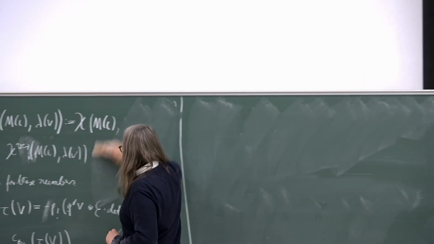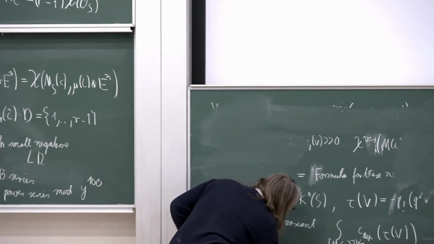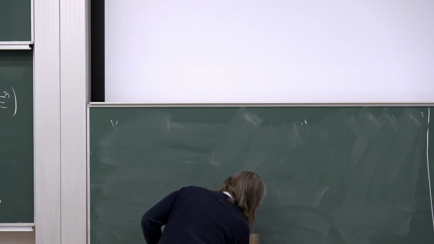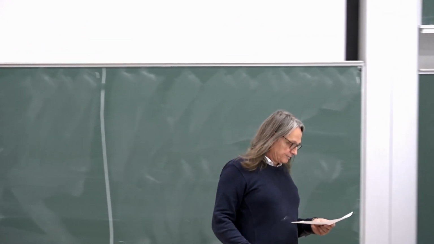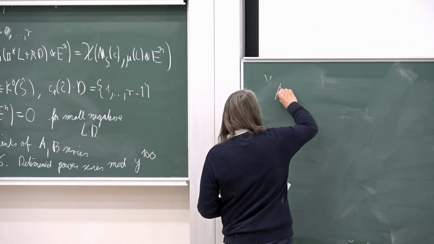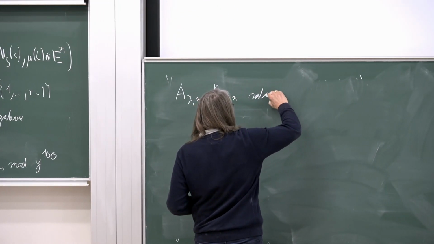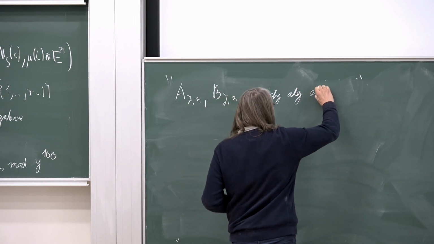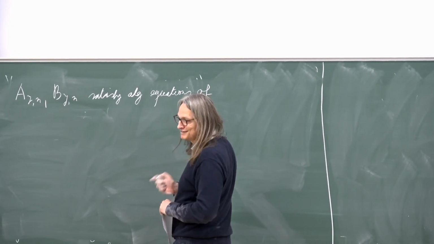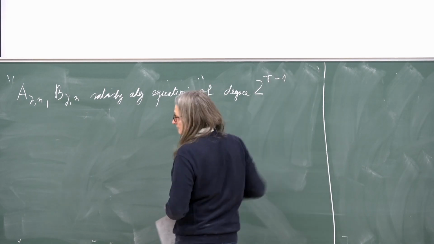And anyway, once you have that, you can play with it and observe what you see. The first thing that you see is that these things satisfy some algebraic equations. So the A_{J,n} and B_{J,n} satisfy algebraic equations of, unfortunately, very high degree, as we noticed, of degree 2 to the r minus 1.